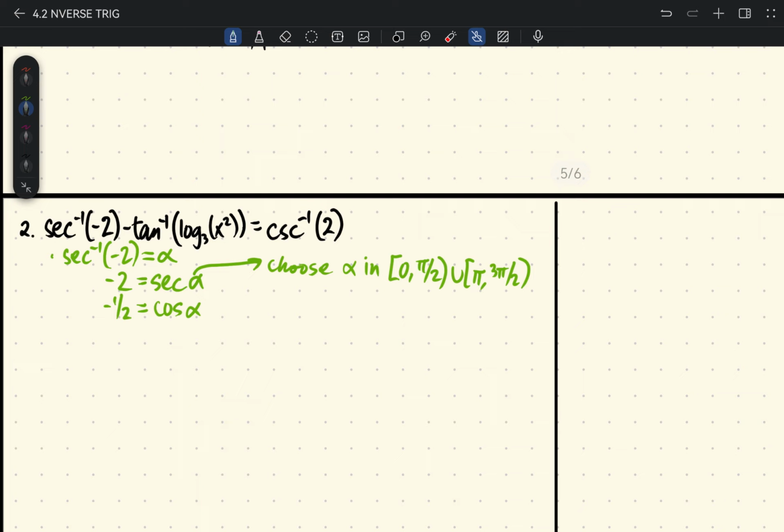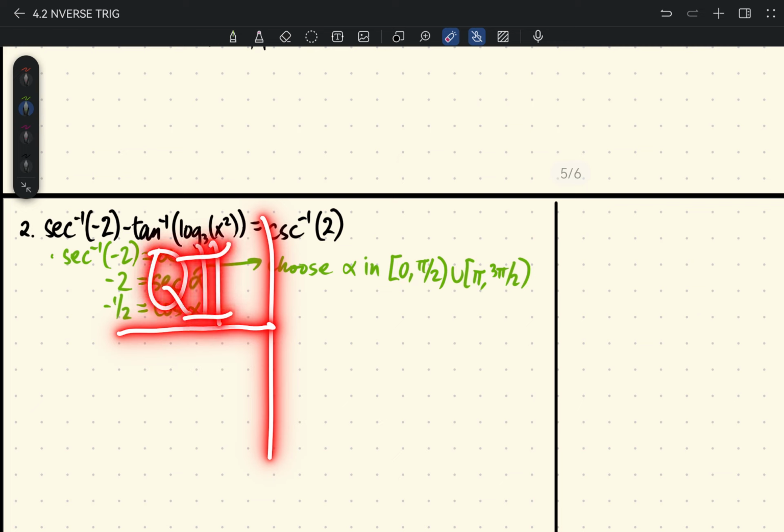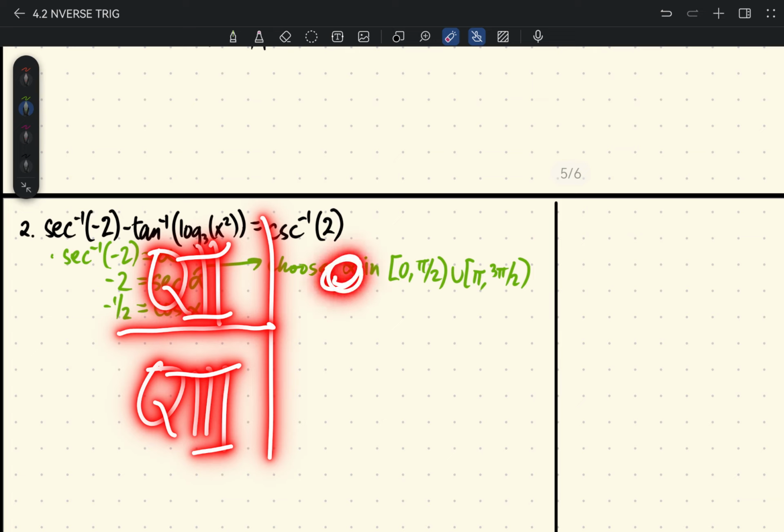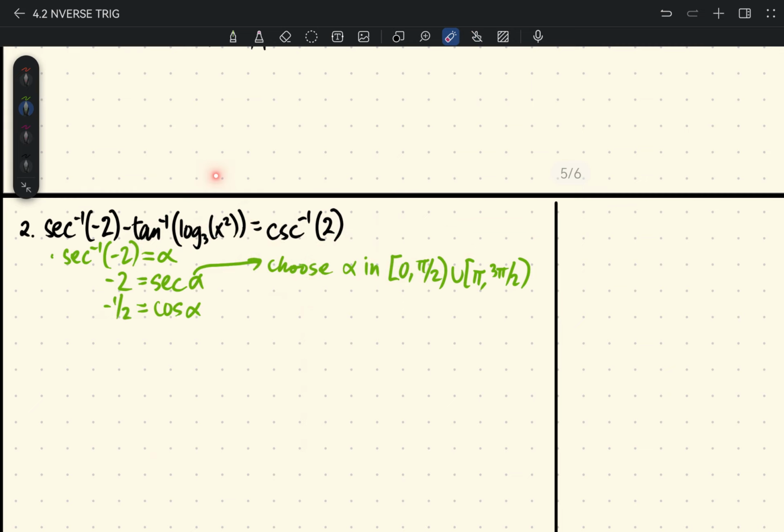And when does cosine alpha become equal to negative 1/2? That happens either in quadrant 2 or quadrant 3. But looking at our alpha here, we have 0 to pi over 2, that's quadrant 1, union pi to 3 pi over 2, that's quadrant 3.